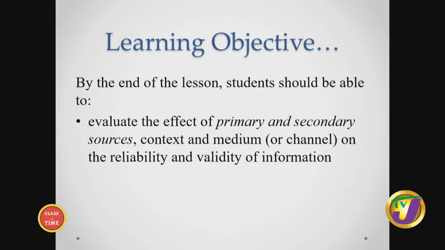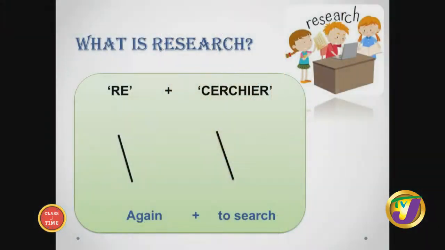Now we're looking at what is research. When you think of the word research, you're thinking of a word broken into two parts. We have the prefix, re, which means again, as in rewrite, repeat. We also have the root word, which is an old French word, chercher, which means to search or to look for. So in simple terms, what does the word research mean?